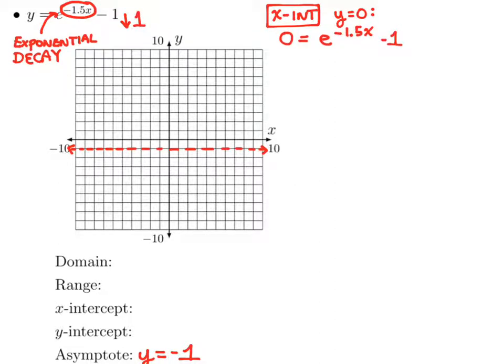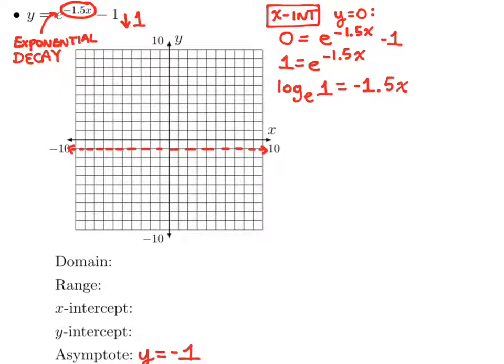There you go. The 1 isn't really causing any problems, so let's move it out of the way. 1 equals e to the negative 1.5x. Now we have to deal with the fact that x is up in the exponent. The key, as always, to getting things out of the exponent is changing it to logarithm form. So log base e of 1 equals negative 1.5x.